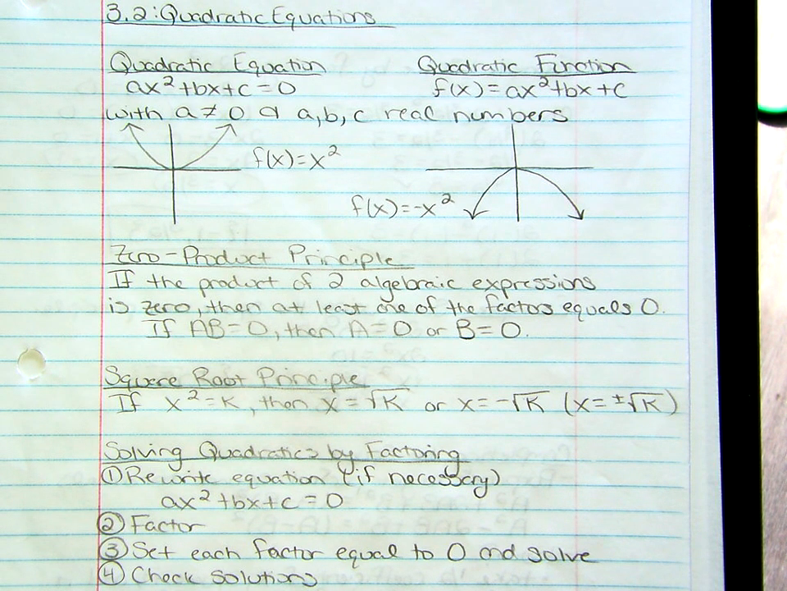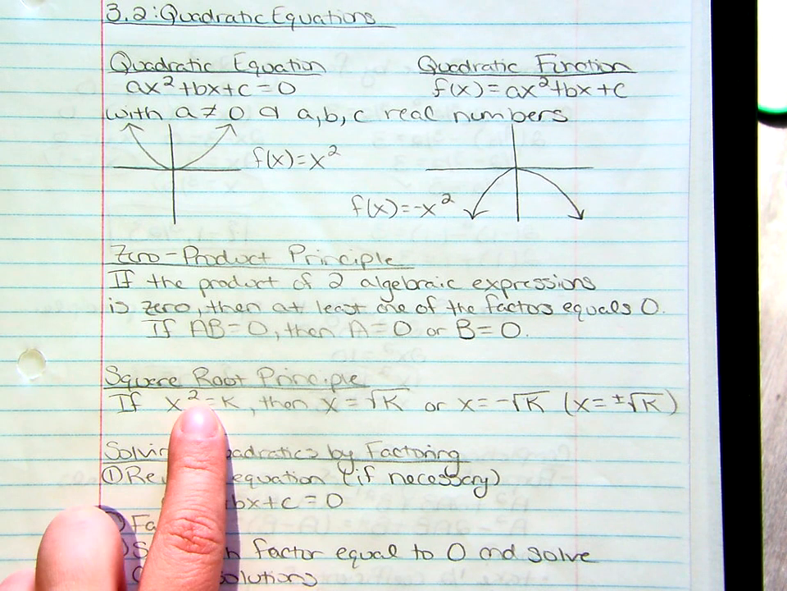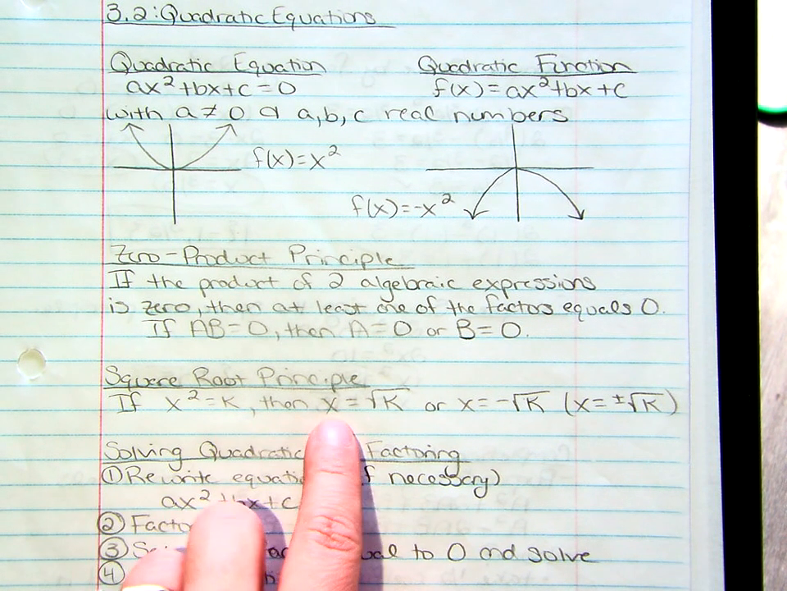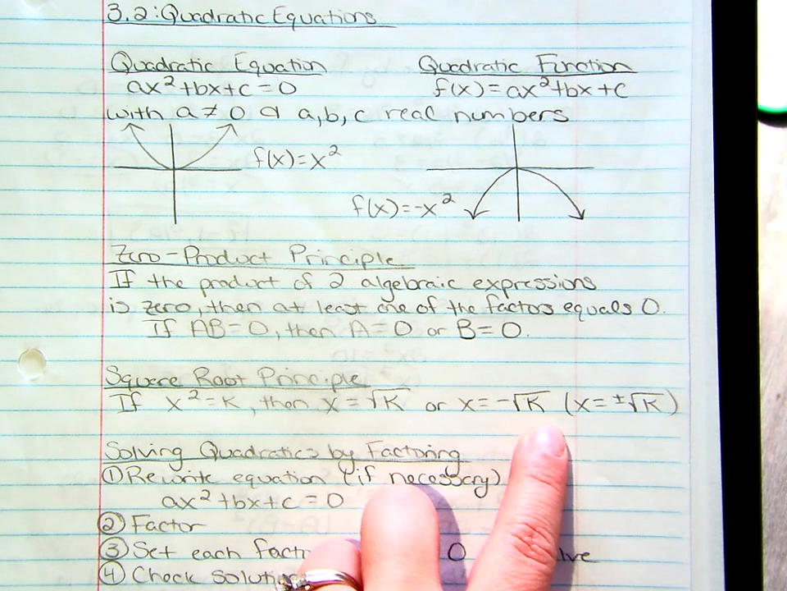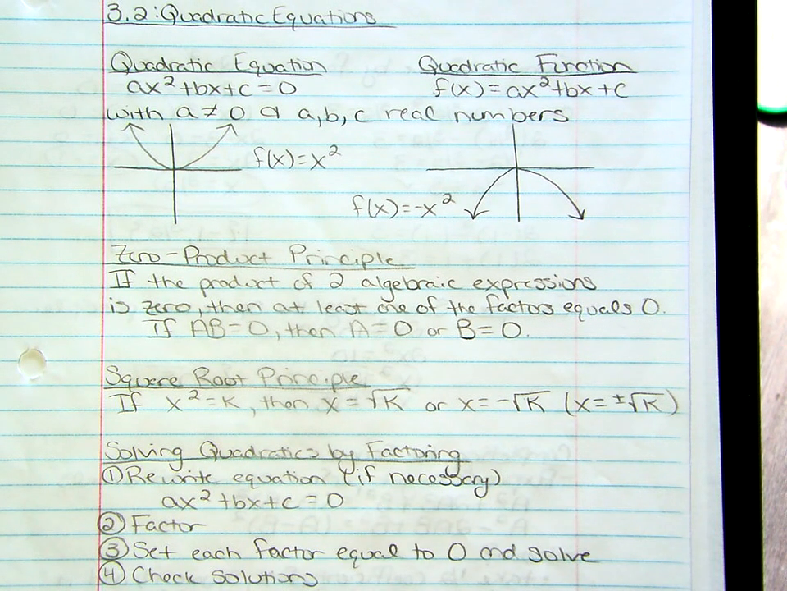Another tool that we're going to use is something called the square root principle. The square root principle states that if x squared equals k, then x equals the square root of k, or x equals negative square root of k. So another way of saying that is x equals plus or minus the square root of k.